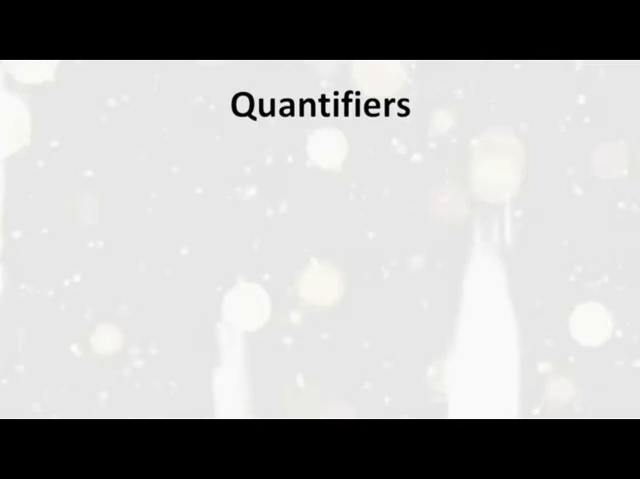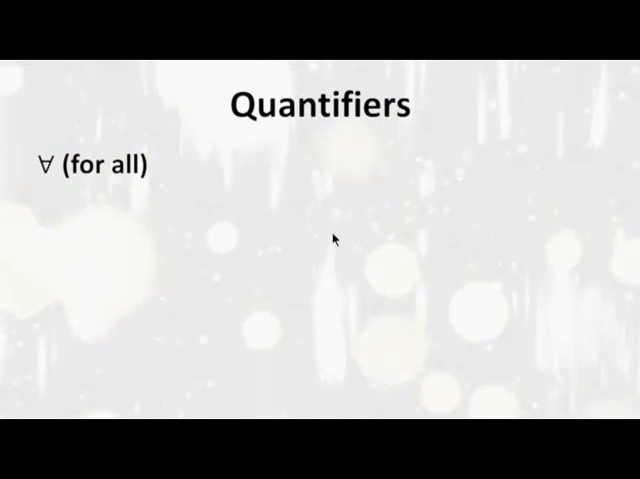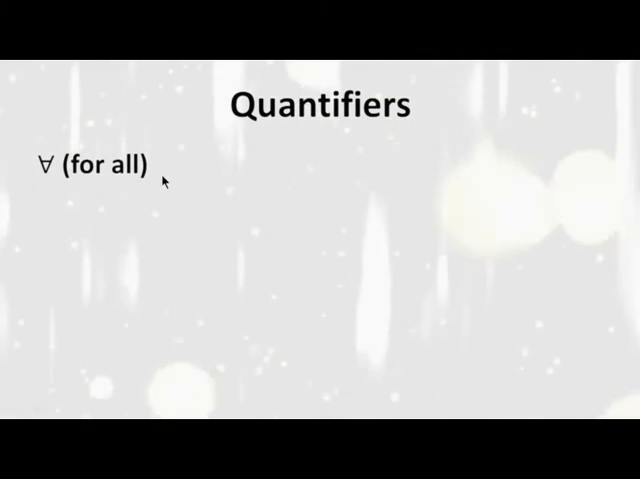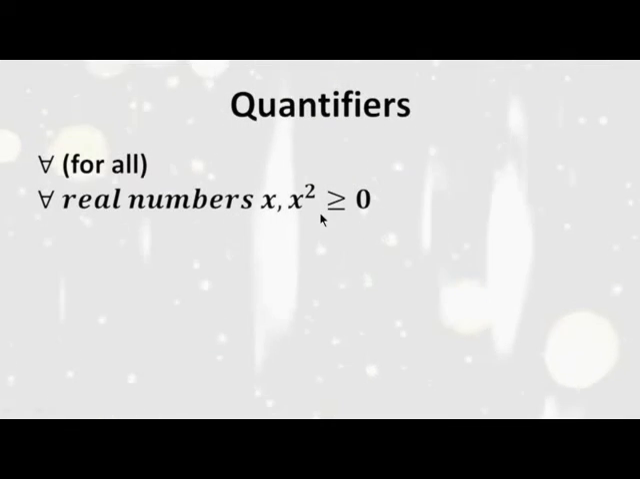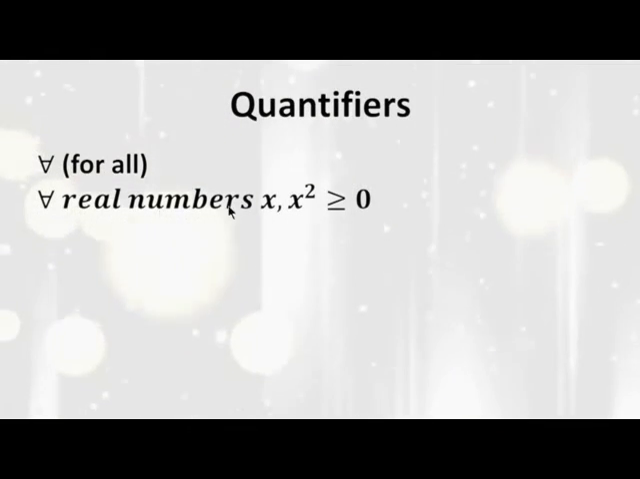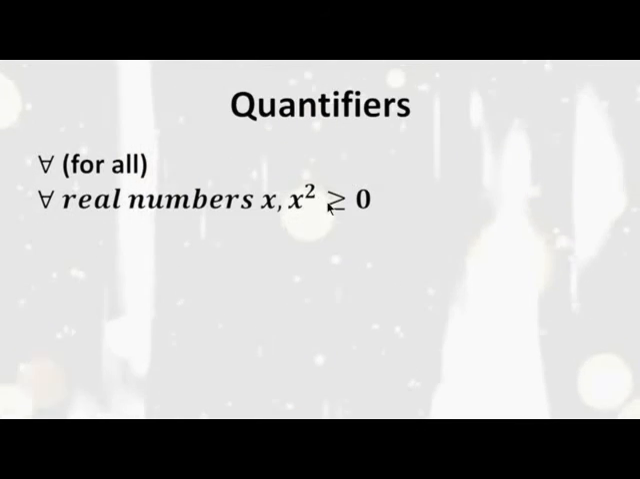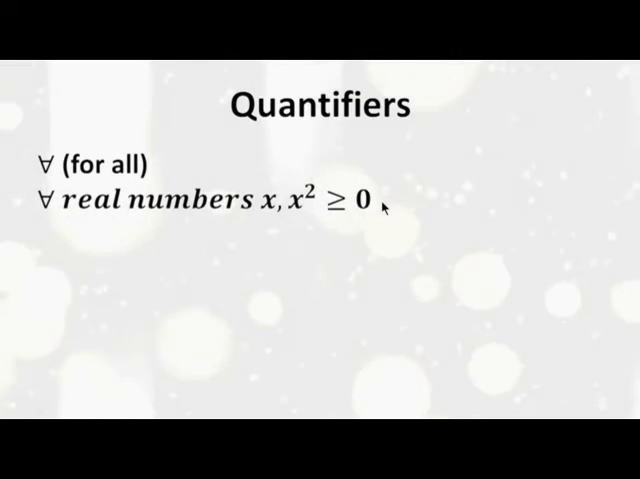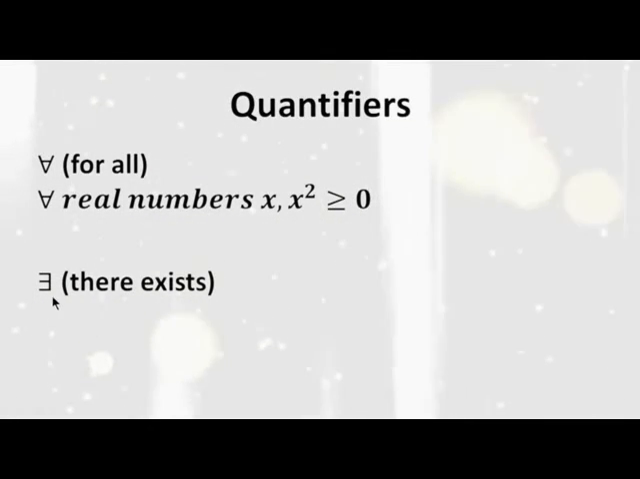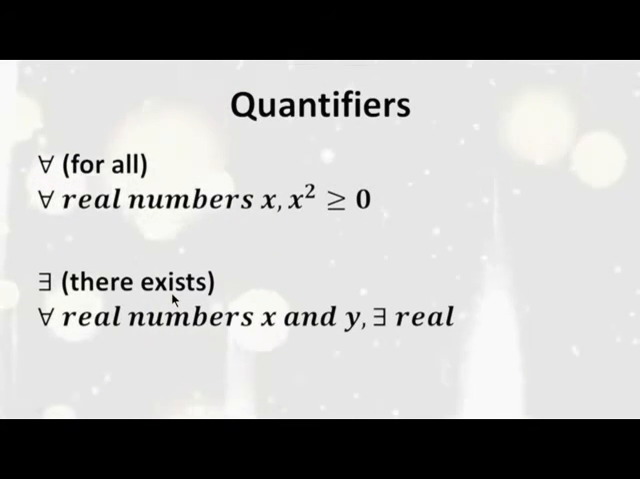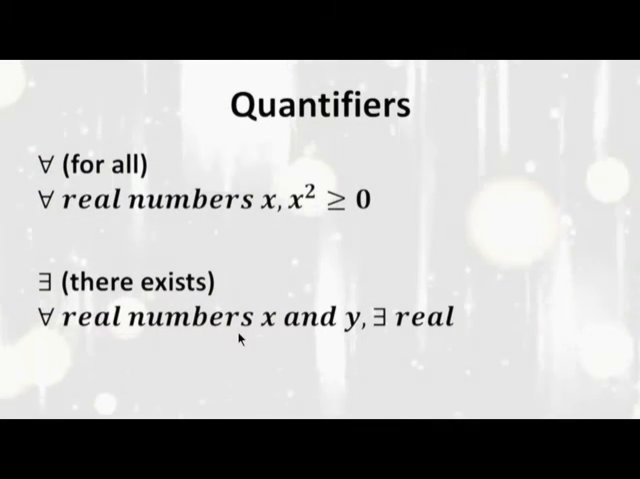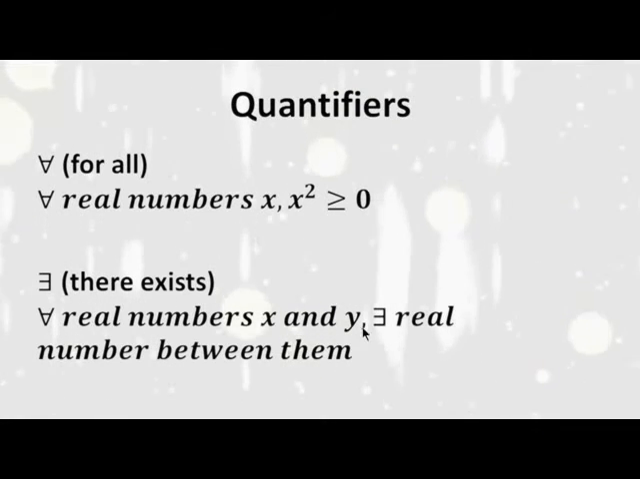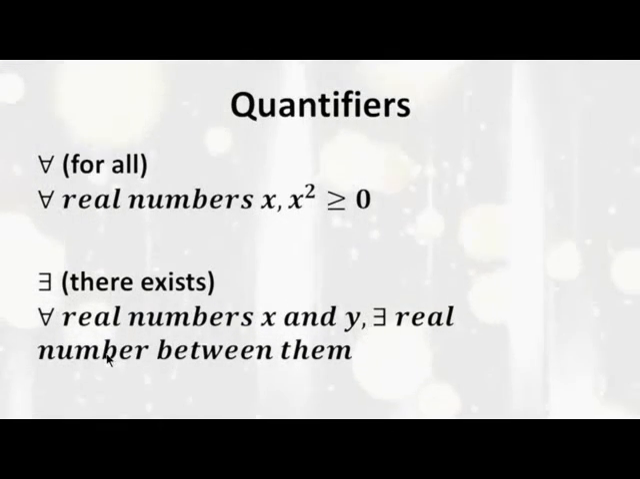Next, there are quantifiers. There are two quantifiers. The first is this symbol. This is for all. This is how we use that: for all real numbers x, x squared is bigger or equal to 0. And then the other one is this symbol. There exists. This is how we use it: for all real numbers x and y, there exists a real number between them.